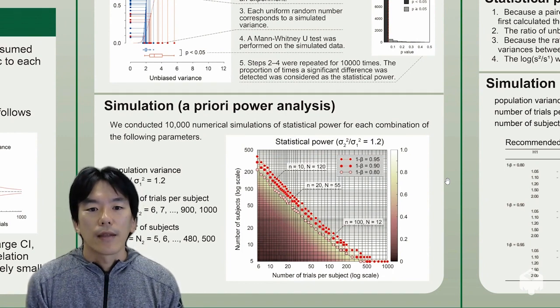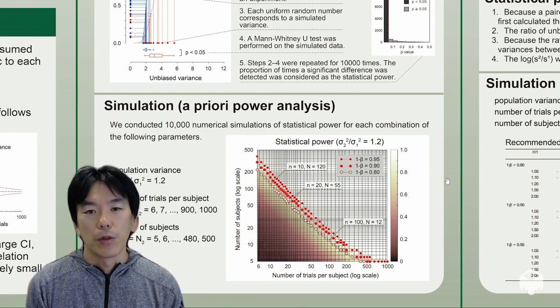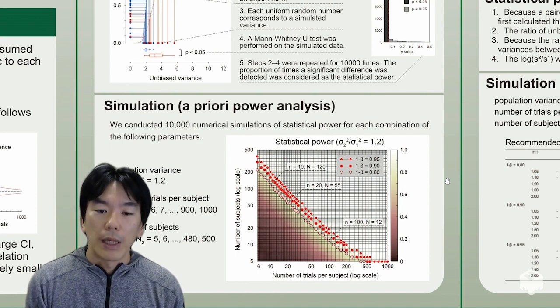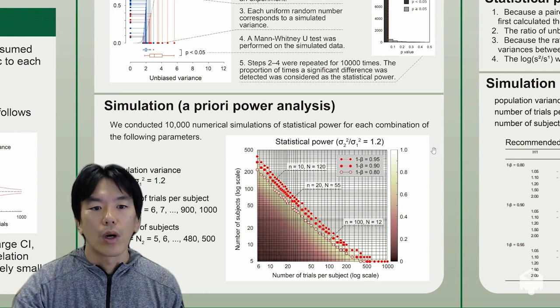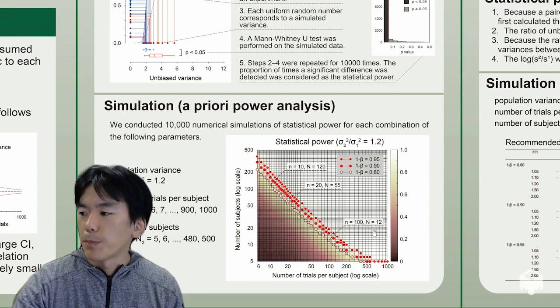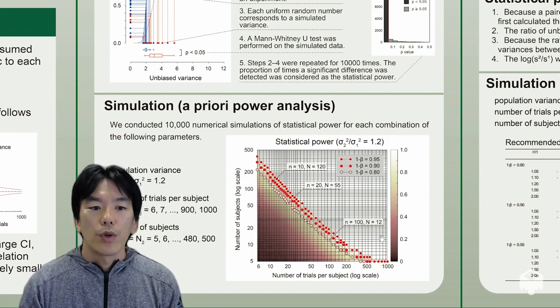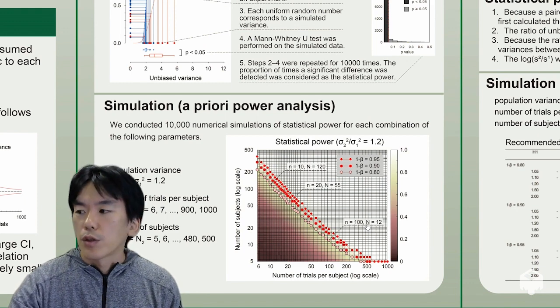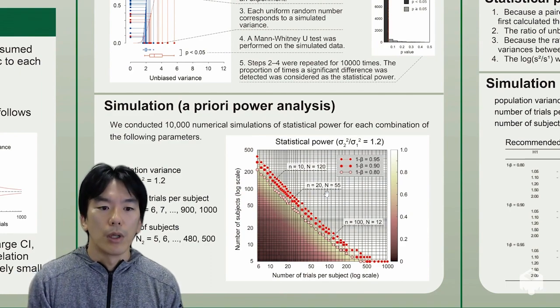If you want to detect a 1.2 times difference in variance between two groups with a statistical power of 0.8, it would be good to have 12 participants in each group and measure 100 trials for each participant, shown in this dot in this heat map. Alternatively, a research design where we measure 20 trials from 55 participants would yield a comparable statistical power.